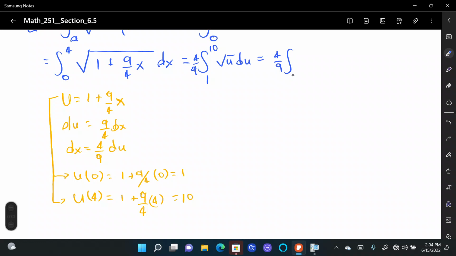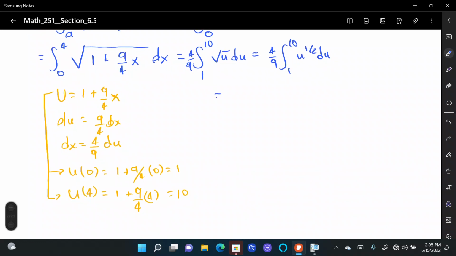4/9, the integral from 1 to 10, u to the 1/2 du, and just use the general power rule. The integral of u to the 1/2, okay, that's 4/9 first, times u to the, add 1 to the exponent. Is that 3/2? Evaluated from 1 to 10.